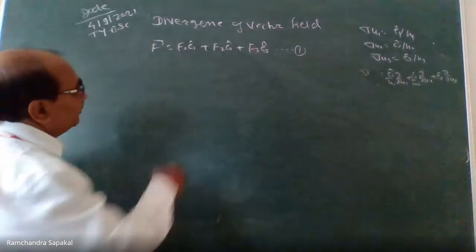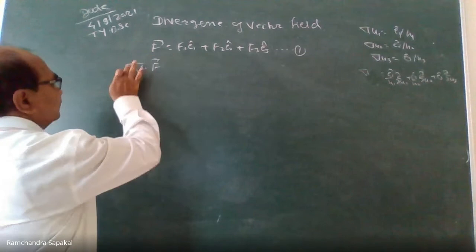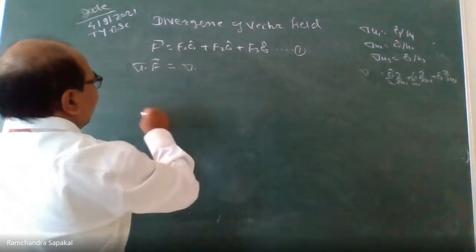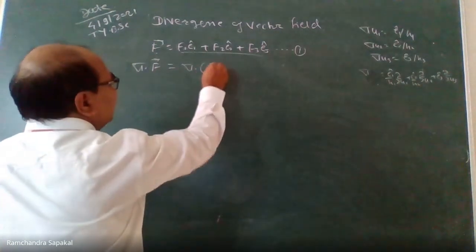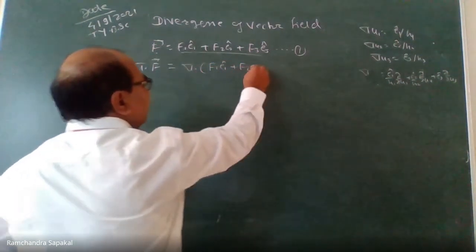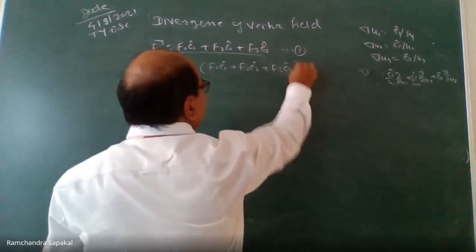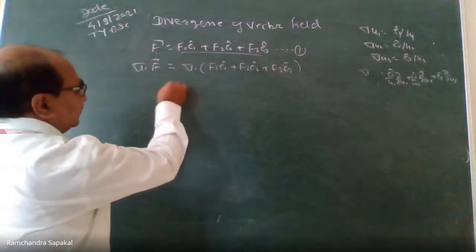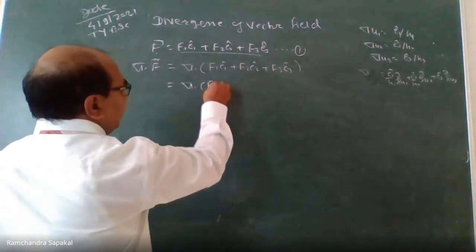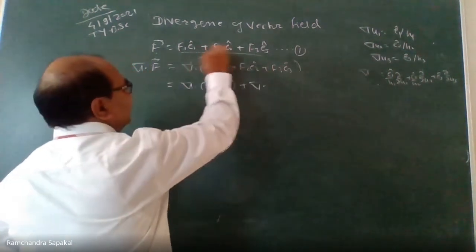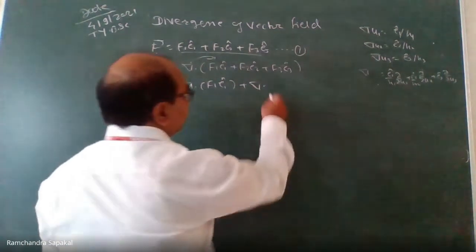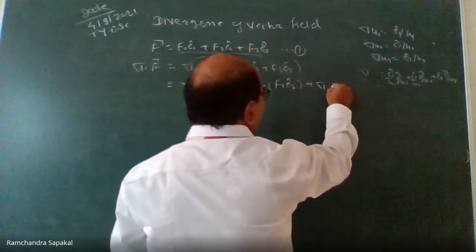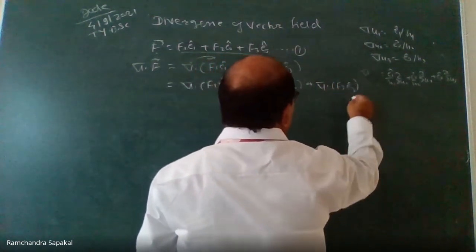Now see, this divergence is del dot F is equal to del dot, and what is F? F is equal to f1 e1 plus f2 e2 plus f3 e3. That will come as per the equation: del dot (f1 e1) plus del dot (f2 e2) plus del dot (f3 e3), equation 2.